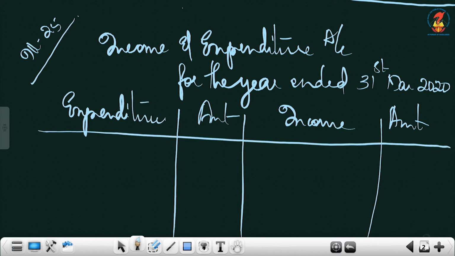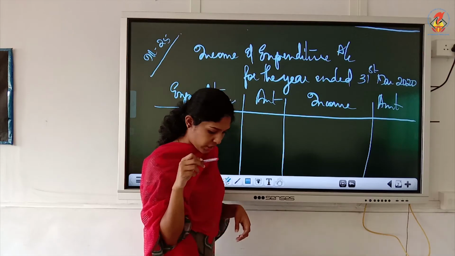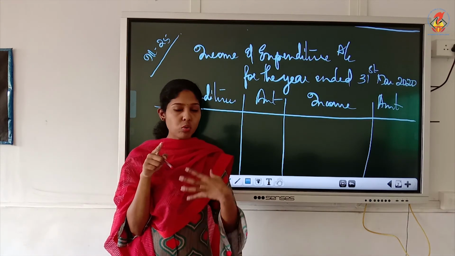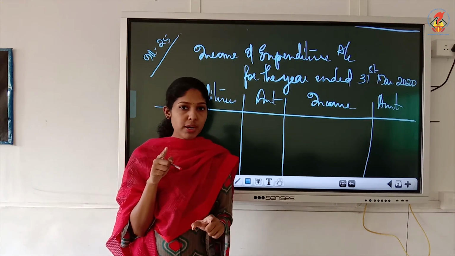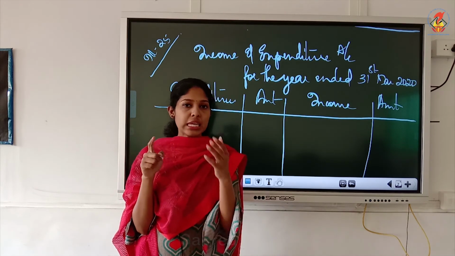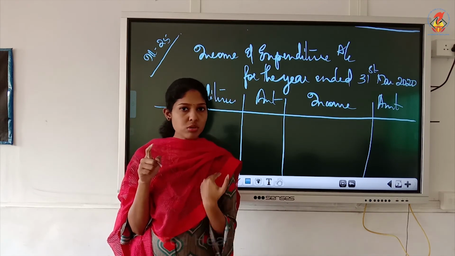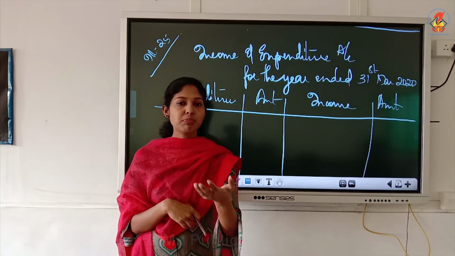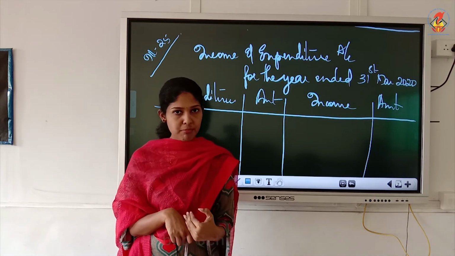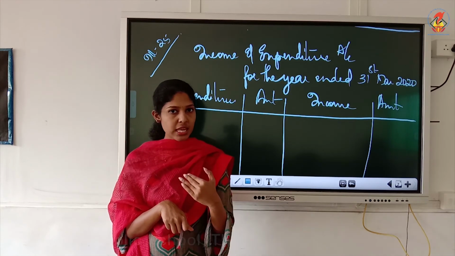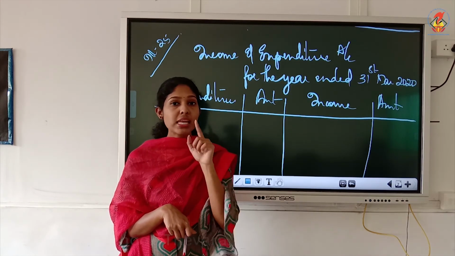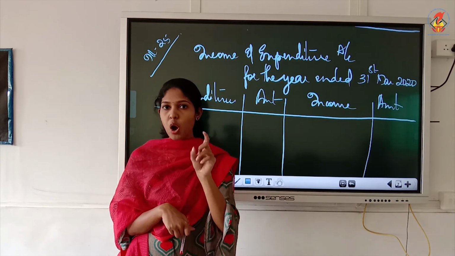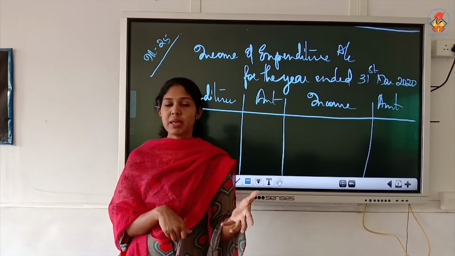Now the first step is to go through the adjustments given. Additional information: we have subscription in arrears, which means it is outstanding. Remember one point, subscription in arrears or subscription outstanding means it is not a payable item. Subscription itself means something you have to receive from members. So subscription outstanding means receivable, whereas salary outstanding means payable. So the meaning of outstanding differs depending on the situation.